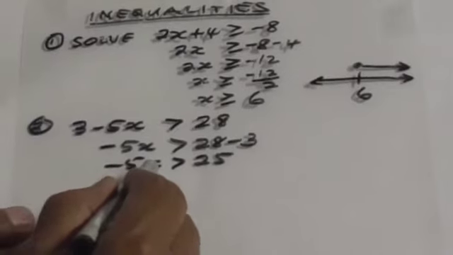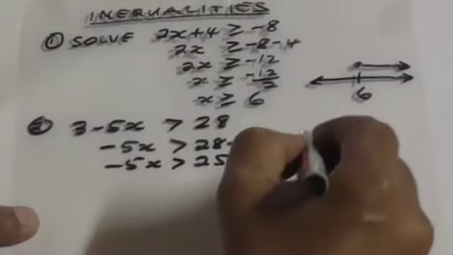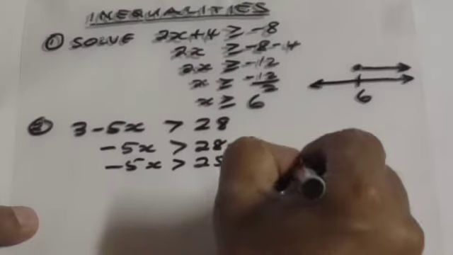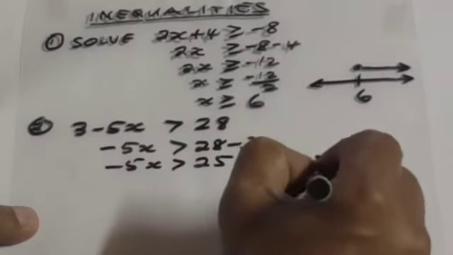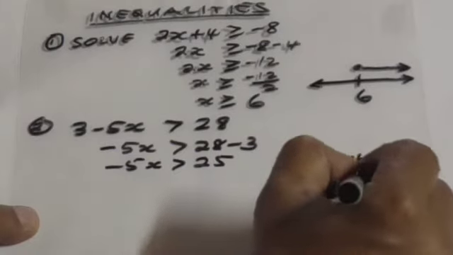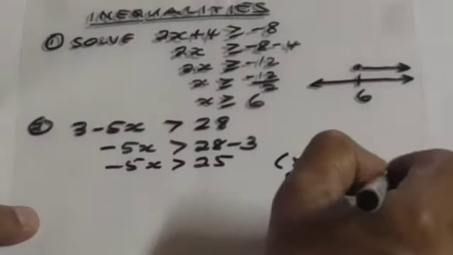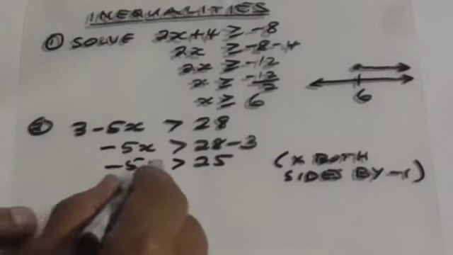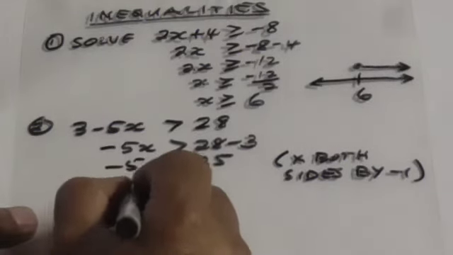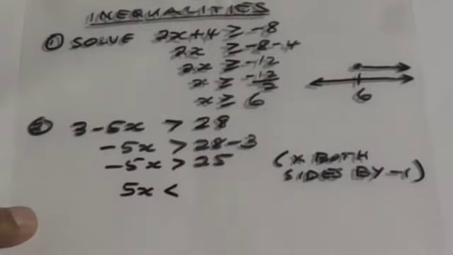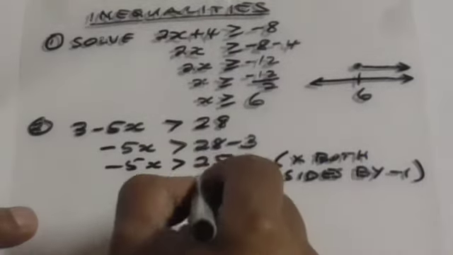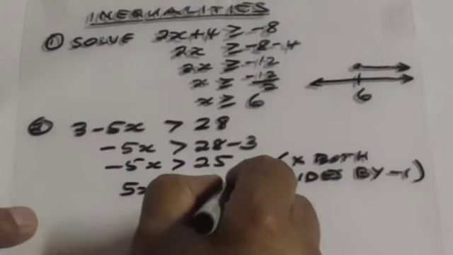What we will advise you is to make this positive. In order to make this positive, you'll have to multiply both sides by -1. So -1 times -5x will give you 5x. And the verb will change. And -1 times 25 will give you -25.